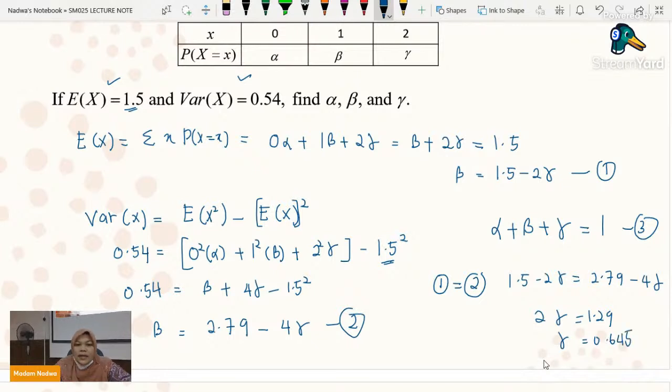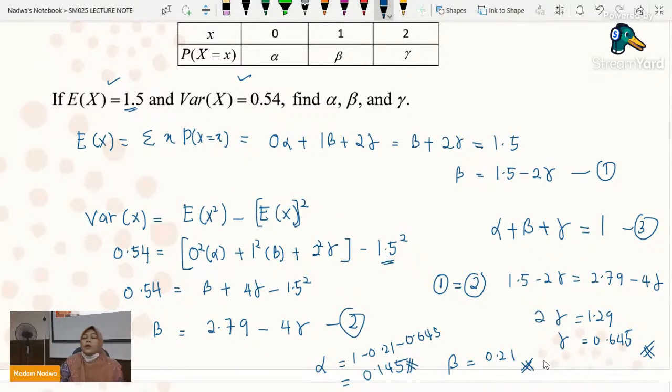And then macam mana nak cari beta, you can have your beta. Beta is equals to 2.79 minus 4 times 0.645, 0.21 is your beta. So can you find your alpha? Yes, because you have found your beta and gamma. So alpha is equals to 1 minus 0.21 minus 0.645, beta and your gamma, which is equals to 0.145. So this is the value of your alpha.